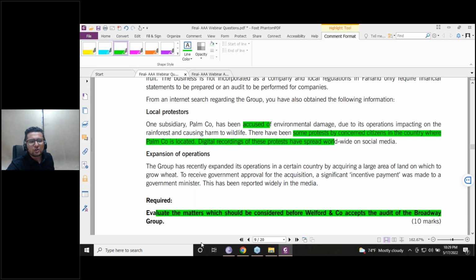Last paragraph. The group has recently expanded its operation in a certain country by acquiring a large area of land on which to grow wheat. To receive government approval of the acquisition, a significant incentive payment was made to a government minister. This sounds very familiar to me. This has been reported widely in the media. So in order to get certain things done, your potential client has bribed government ministers. So that creates doubt over the integrity of the client.